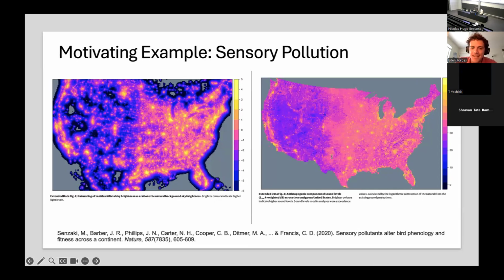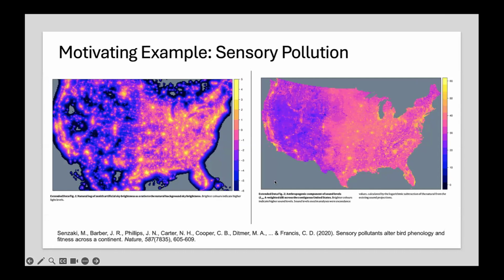Sorry about that. So to explore this, I'm going to focus on a case study of sensory pollution, which is the presence of human-made signals that interfere with naturalistic sensing in organisms. For example, the presence of artificial light at night has been shown to disrupt circadian rhythms. Similarly, anthropogenic noise can disrupt communication between many species.